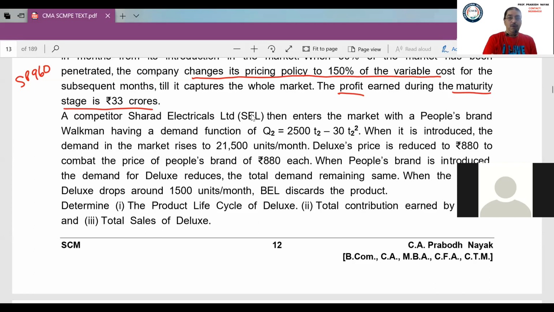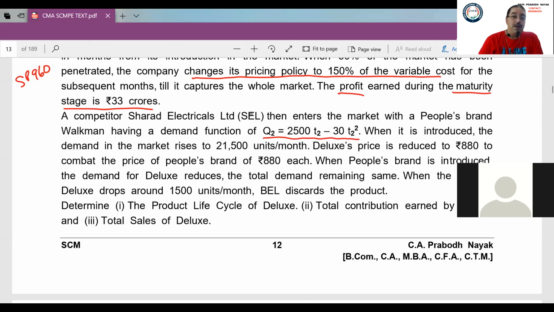So it is more luring the public that, hey, this is a Walkman of my time. People's Brand. And the demand function of that particular Walkman is Q2 = 2500 T2 - 30 T2 square, where Q is the demand and T is the time. So now when we calculate the first month, it will be 2500 into 1 minus 30 into 1 square, that is 30. So 2500 minus 30, 2470.